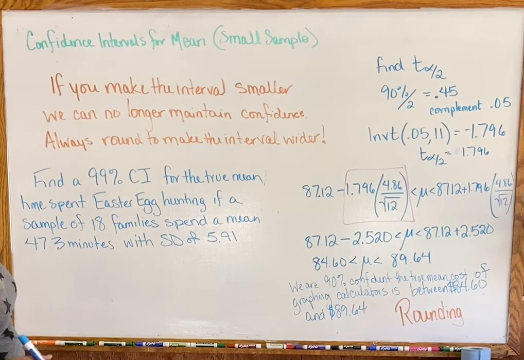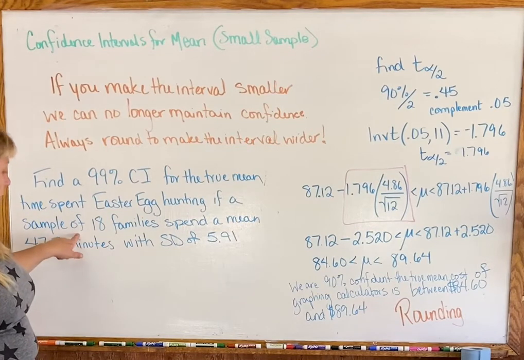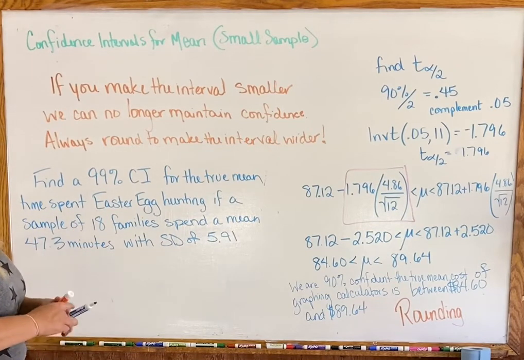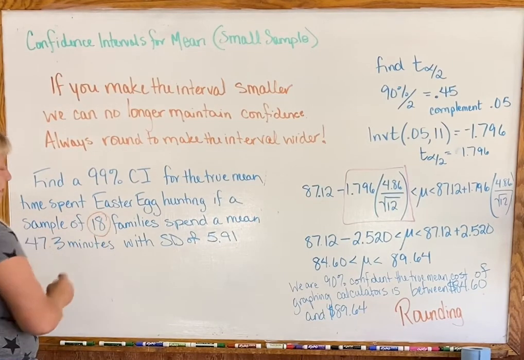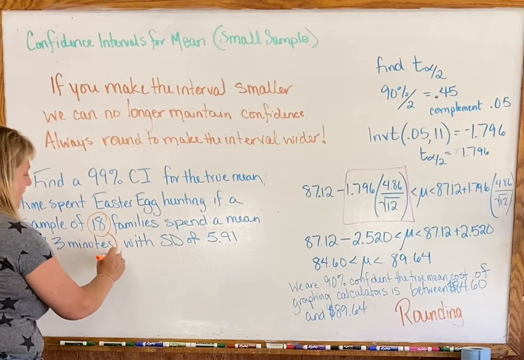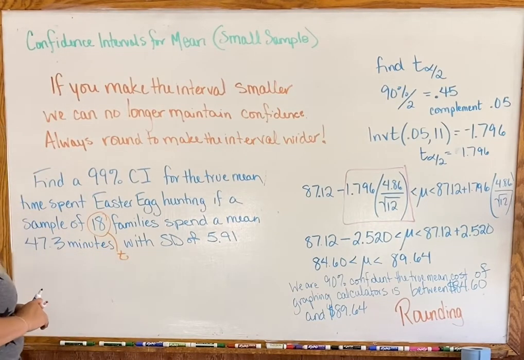All right, good. So remember, the first thing we do is we read the problem. Now, every time we read the problem, we are focusing on the sample size, and because that is 18, that means that we are using T and not a Z, right? So we're looking for a T sub alpha over 2.